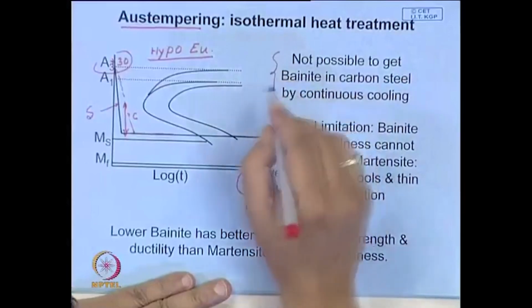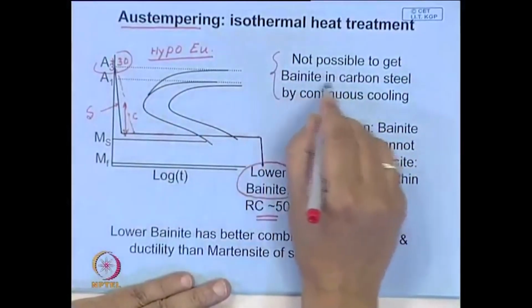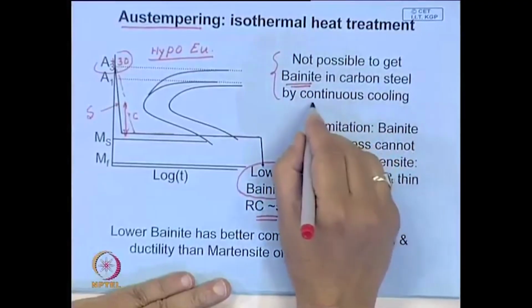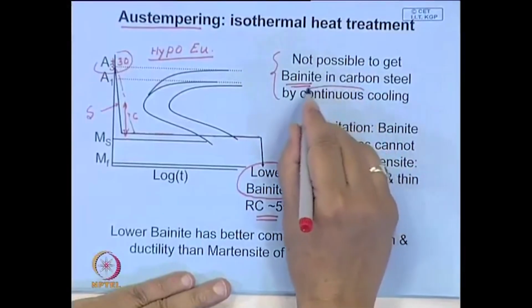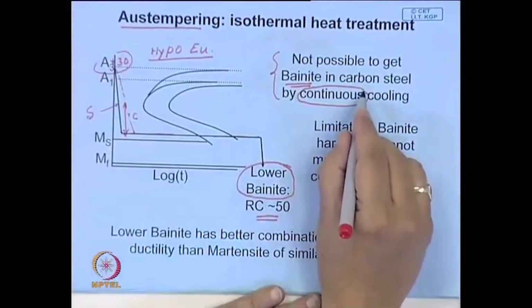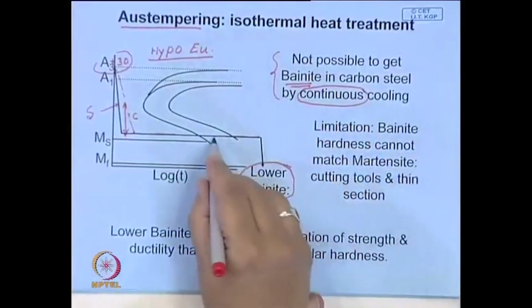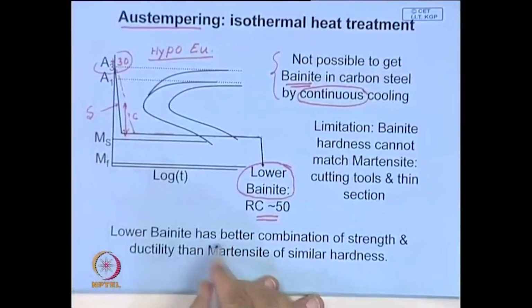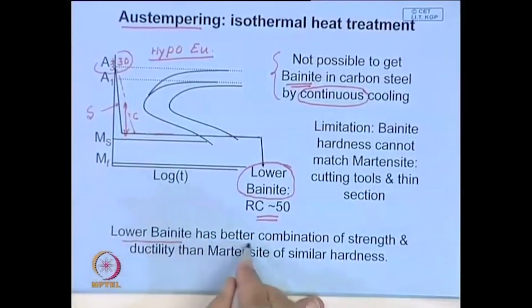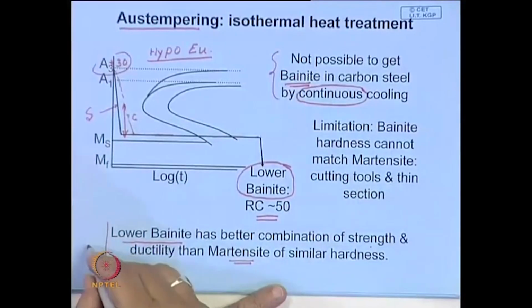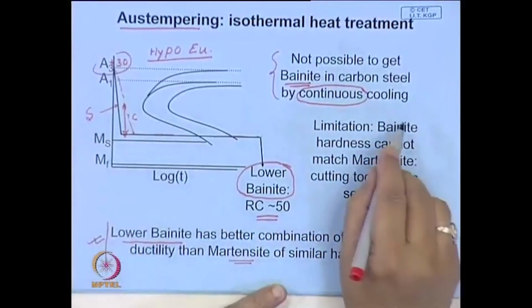Also, by giving this kind of treatment, it is possible to get bainite in a plain carbon steel, which is not possible otherwise. You can't get a bainitic structure by continuous cooling. So, for a low cost material, if you can give this kind of heat treatment, its properties are excellent. In fact, this lower bainite in certain cases has a better combination of strength and ductility than martensite of similar hardness. So, this is quite an attractive proposition, but what is the limitation?